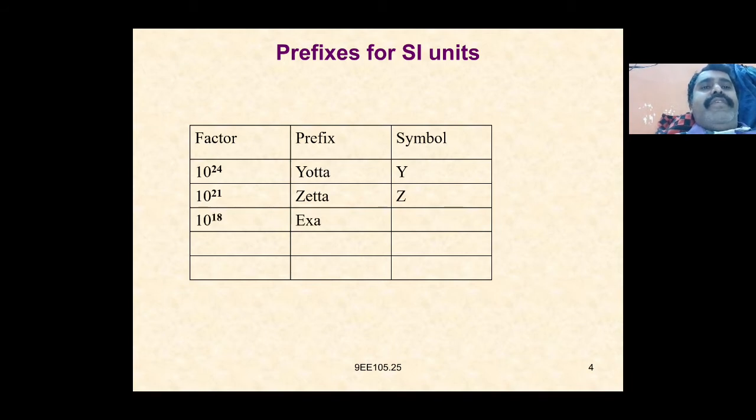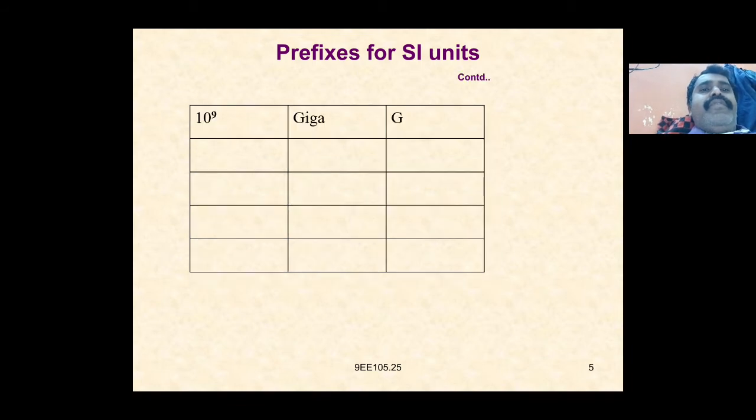10 to the power of 18 is exa, E. 10 to the power of 15 is peta, P. 10 to the power of 12 is tera, T. 10 to the power of 9 is giga, G. 10 to the power of 6 is mega, M. 10 to the power of 3 is kilo, K.